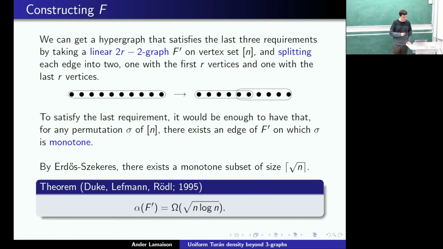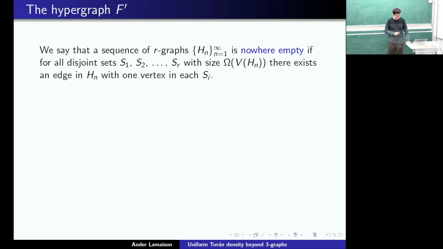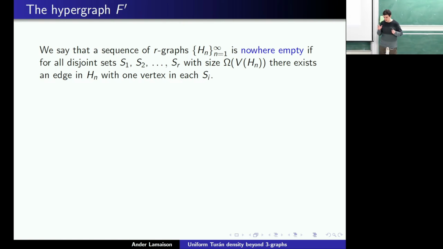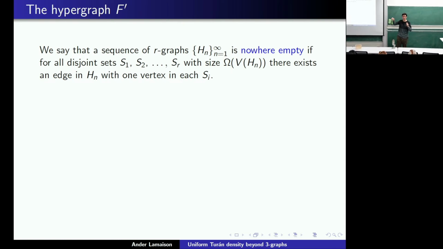So I am going to tell you which family of linear hypergraphs satisfies this property, and then I will prove that indeed it satisfies. The condition that we want is that we want this family to be nowhere empty. So what do we mean by that? Let's say that we are looking for an R uniform hypergraph, and we take R disjoint subsets of vertices, each of which has size linear in n. Then if the sequence of hypergraphs is nowhere empty, there will be some edge that contains one vertex in each of them.